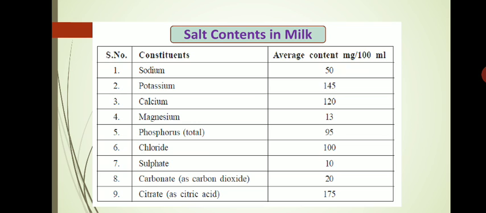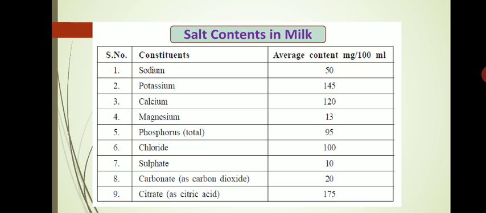If you consider sodium, it is almost 50 milligram per 100 ml. Then if you consider potassium, it contributes around 145 milligram per 100 ml. Then calcium around 120 milligram. Then magnesium around 13 milligram. Then phosphorus around 95 milligram. Then chloride around 100 milligram. Then sulfate, it is present in very trace amount, that is 10 milligram.